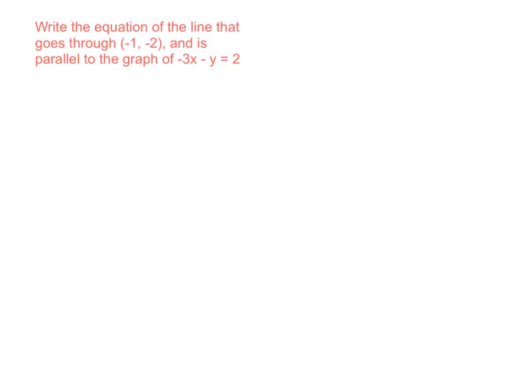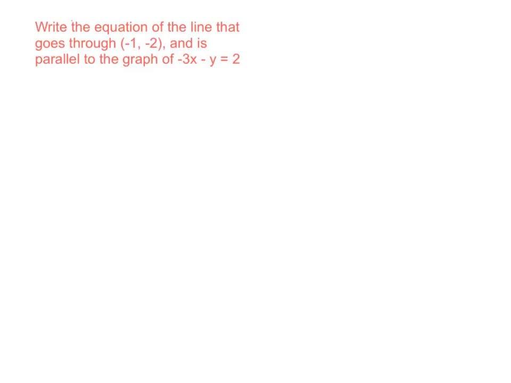So, this is my first example. You're going to have to stop the video and write this question down in your notebooks. The question is, write the equation of the line that goes through the point -1, -2, and this line is also parallel to the line whose equation is -3x minus y equals 2.